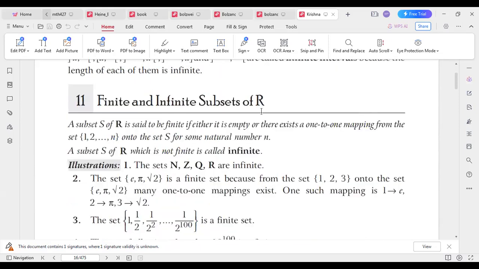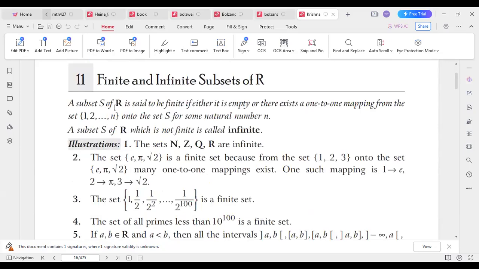And finite and infinite subsets. A subset S of real numbers is said to be finite if either it is empty or there exists a one-to-one mapping from the set of natural numbers 1 to n into the set S for some natural number n. A set S of R which is not finite is called an infinite set.